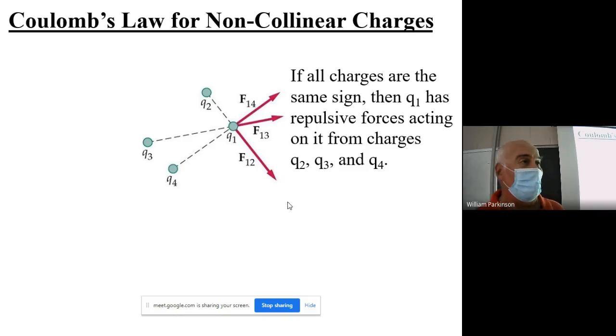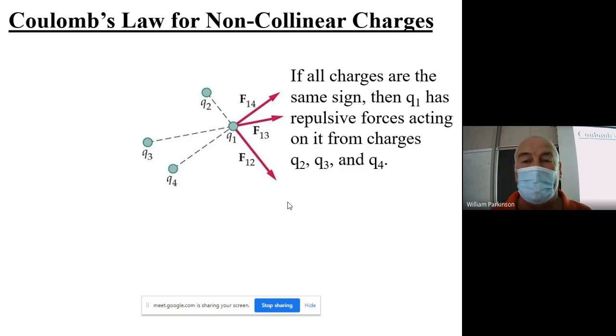them into Coulomb's formula. F12, I would put in Q1, Q2, divide by R squared, the distance between Q1 and Q2, and then I would multiply by K. That would give me a number F12. F13, the force that charge 1 feels due to 3, I put in the number Q1, Q3, measure the distance between them, divide by that number, multiply by K, I get a magic number F13.